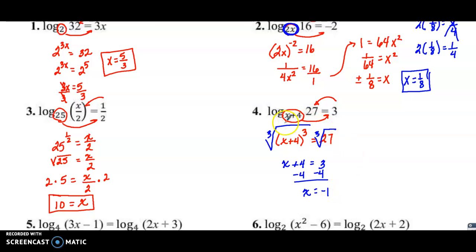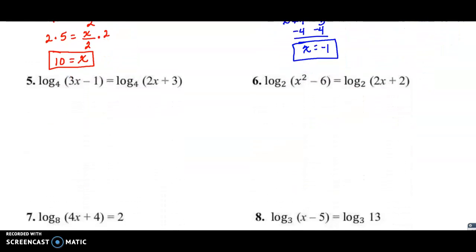We double check. Notice where my x is in my base. This value, x plus 4, has to be the positive value. So when I take my -1 and I plug it in, -1 plus 4, I get a positive 3. That is a good value, so I can keep my -1 as a good answer. Okay?